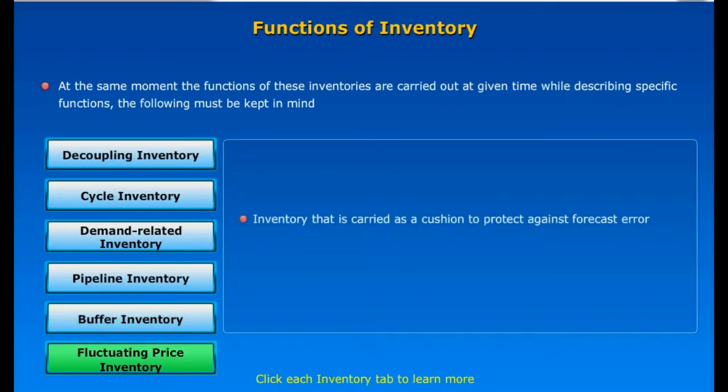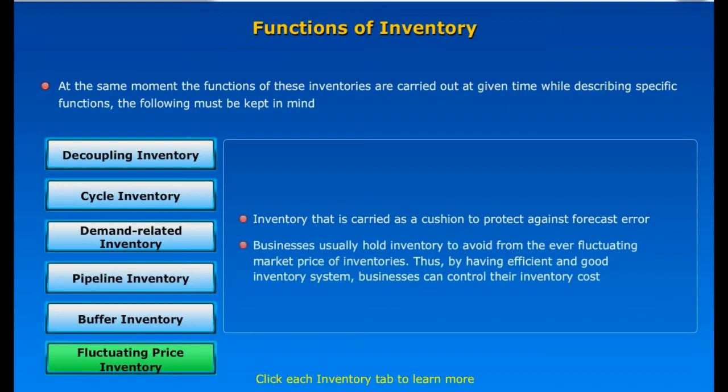Fluctuating price inventory. Inventory that is carried as a cushion to protect against forecast error. Businesses usually hold inventory to avoid the ever-fluctuating market price of inventories. Thus, by having an efficient and good inventory system, businesses can control their inventory cost.